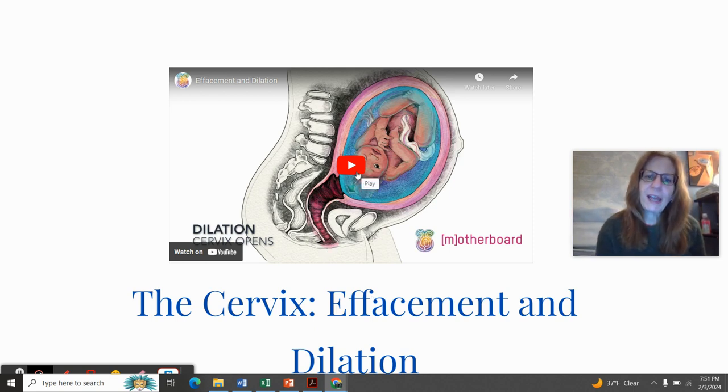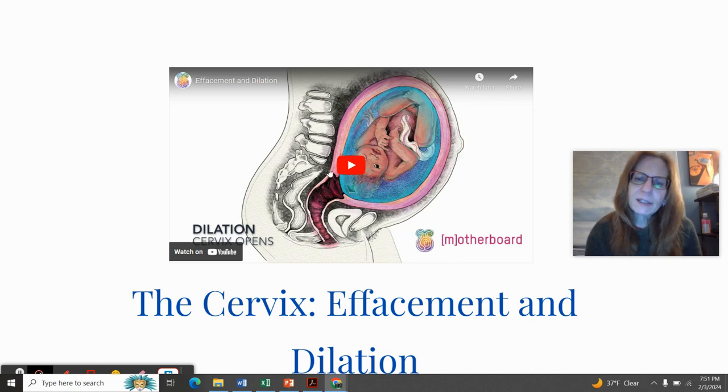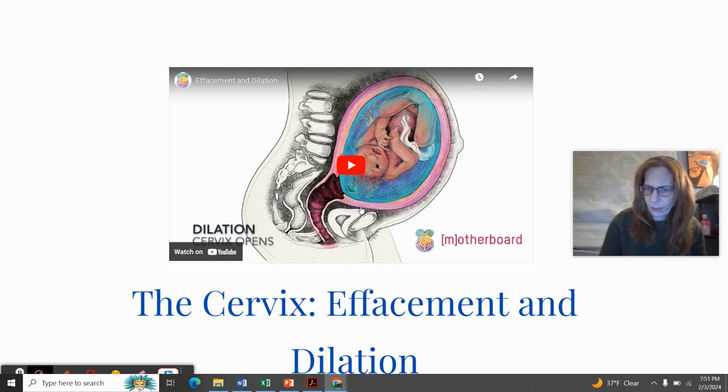Let's play that video. And it has to open. So it softens, it thins, it moves from my pointer here. During pregnancy, it's usually pointed towards mom's sacrum, but as labor progresses, to allow the baby better position to come out, it has to move anteriorly. It has to come forward. So a lot of things happen to the cervix before it actually dilates.